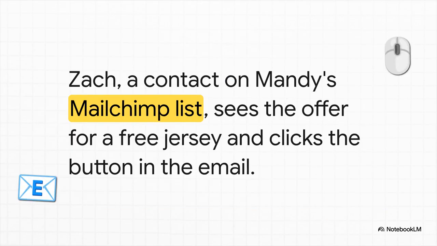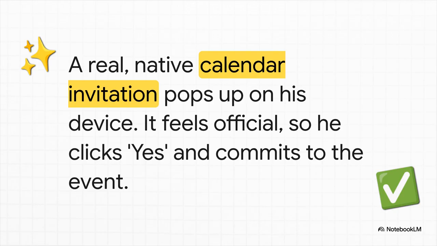All right, let's meet our customer. We'll call him Zach. He's on Mandy's VIP list, he's planning on going to the game, and he sees her email. He's definitely interested in that free jersey, so he does exactly what she wants him to do. He clicks the button. Super simple, totally familiar. And this is where the magic happens. He doesn't get some weird file to download or a sketchy link. Nope, a real, actual, native calendar invitation just pops up right there on his phone. It feels legit. He clicks yes, and just like that, he's basically raised his hand and said, I'm in.